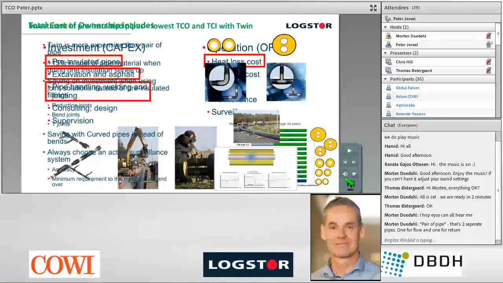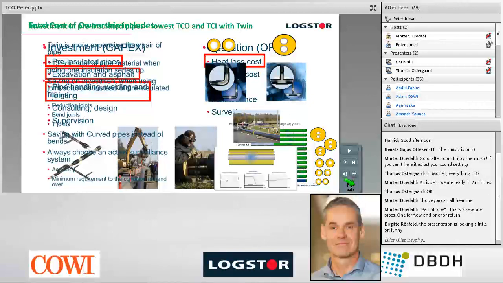Okay, then I'll dive into the investment in the installation. When we look at the installation of the pipe, so the handling of the pipe, then twin pipe is often considered difficult or even impossible to weld in countries that are not used to doing it. This is not the fact, and the experience from countries like Finland, Sweden and Denmark, where they do a lot of twin pipes, is that it is as easy to weld on twin pipe as it is on single pipe.